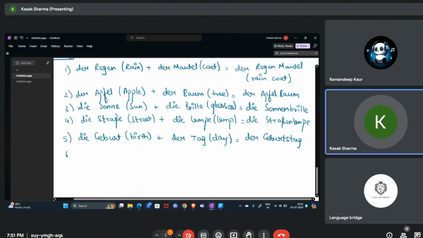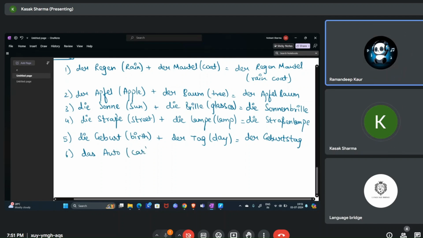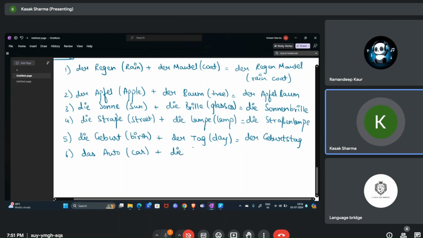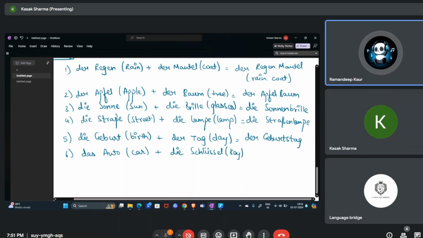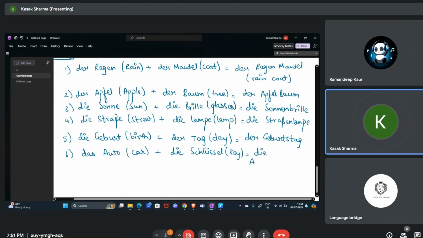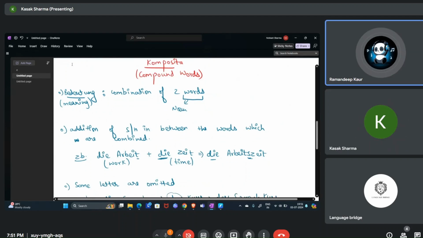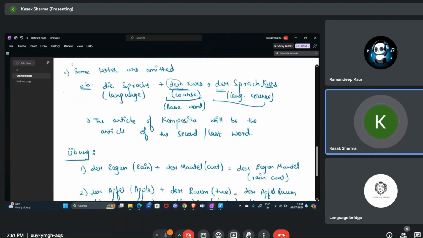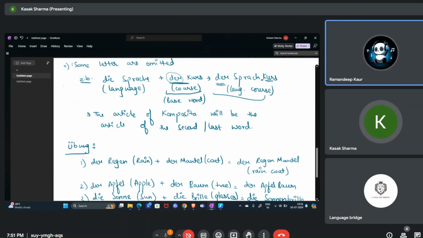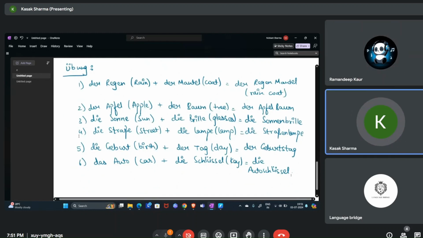Now again I have das Auto, which is car, and I have der Schlüssel, which is key. So it will be der Autoschlüssel, which is car key. So you can take the screenshot. You have taken this one and this one. And take this one also.